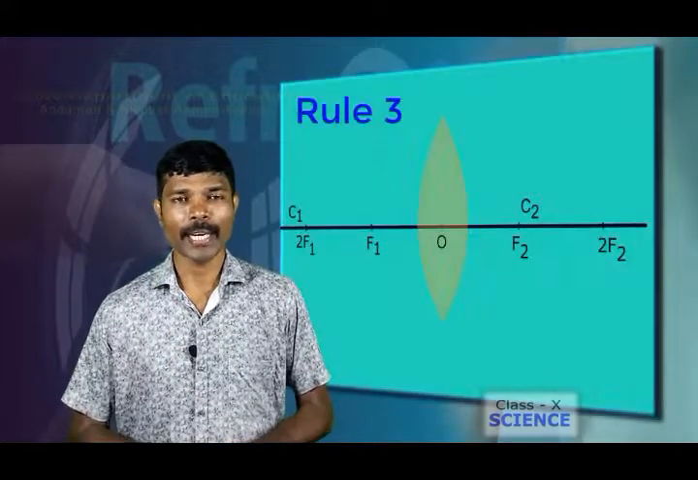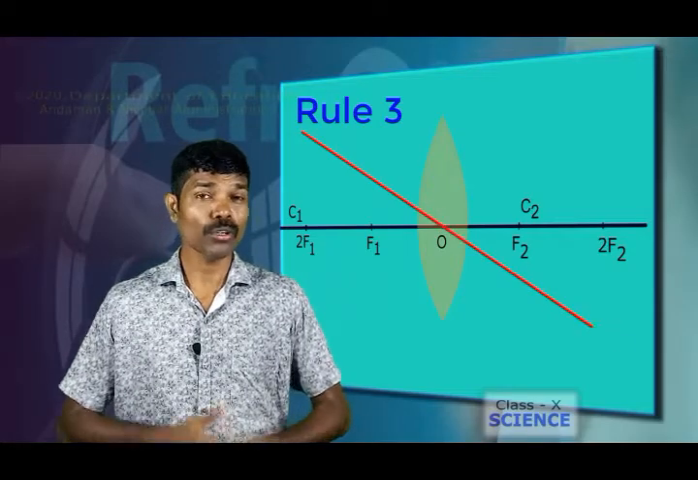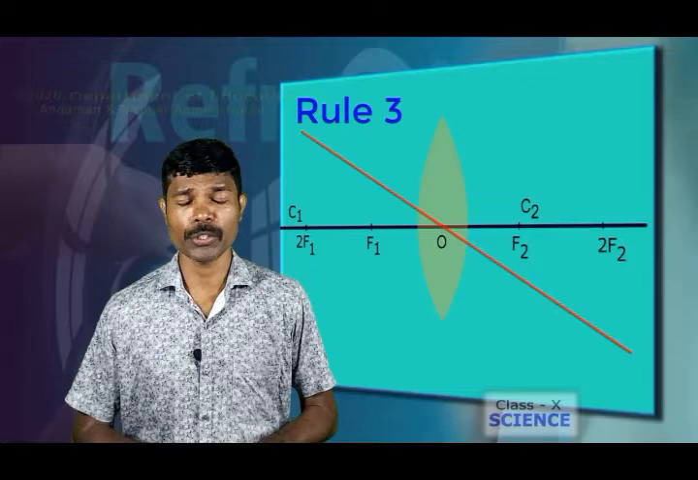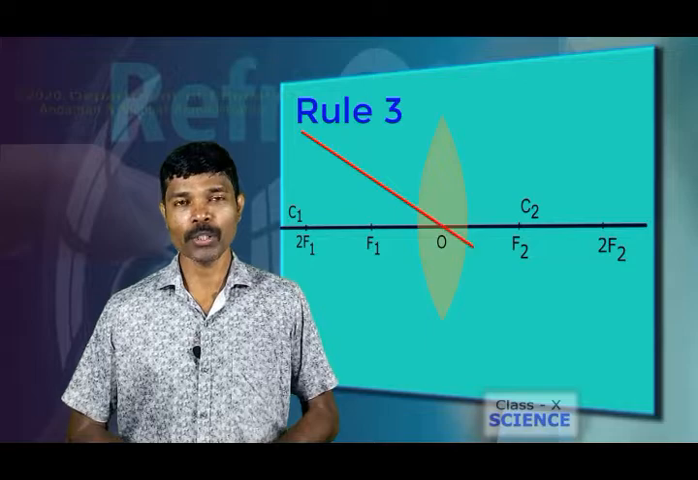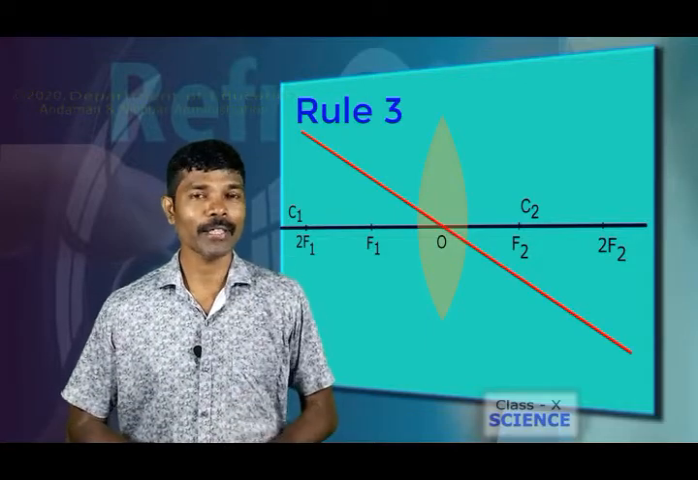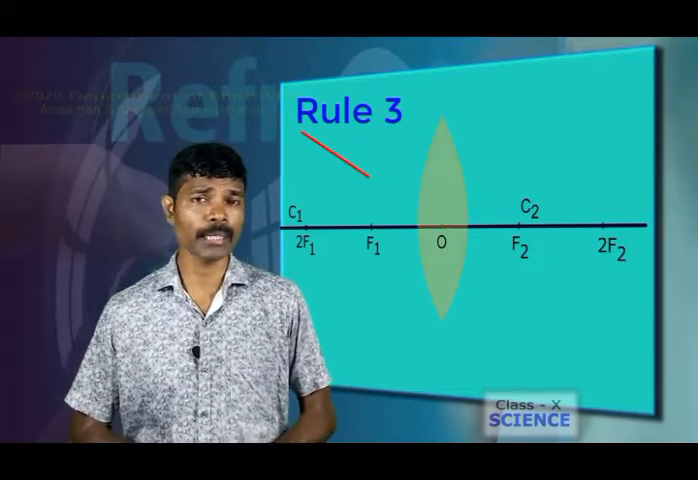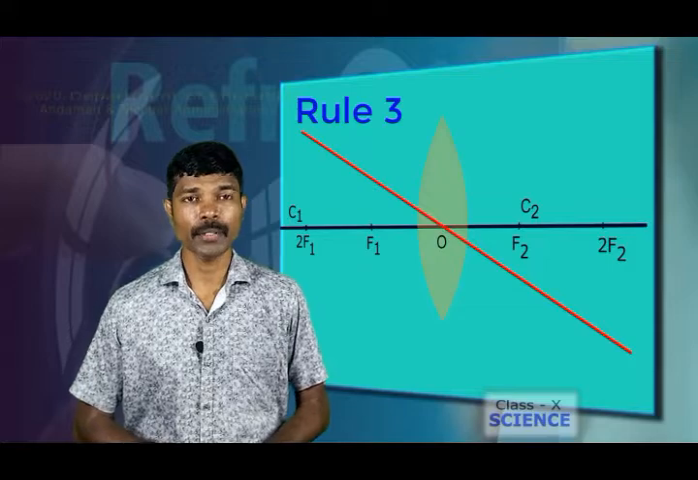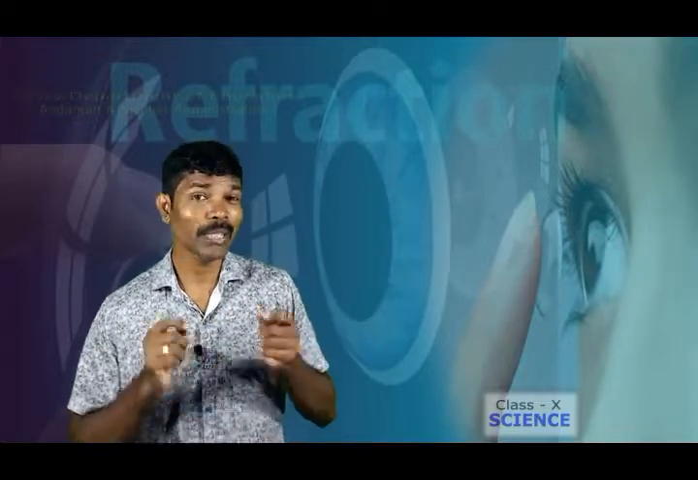The third one is the light rays which are pointing towards the optical center. It does not show any deviation. Without deviation, it goes straight. As in the case of mirrors, we have seen that the light rays which are going towards the center of curvature appear to come back in the same path. Likewise here, the light rays which pass towards the optical center go straight without showing any deviation, it follows the straight path. So these are the three important rules. By using these three rules, we try to find how the image is obtained on convex and concave lenses.